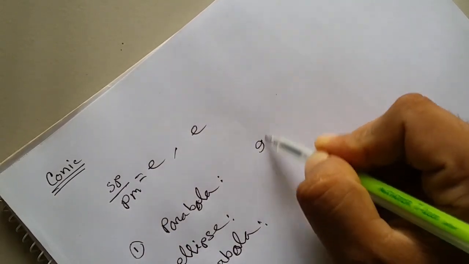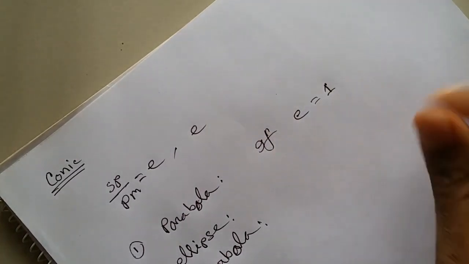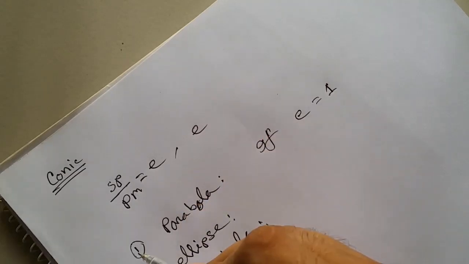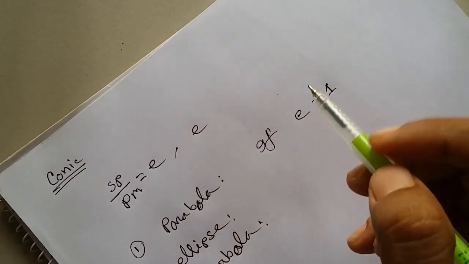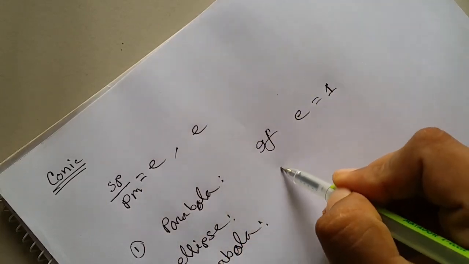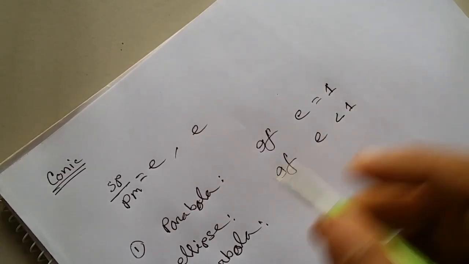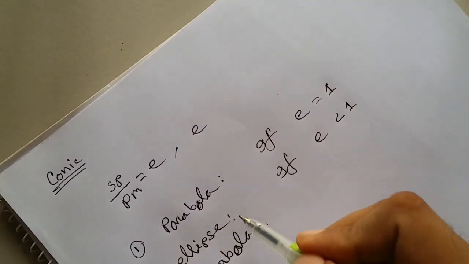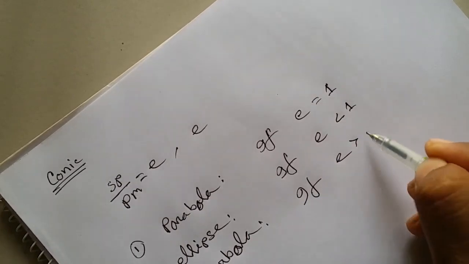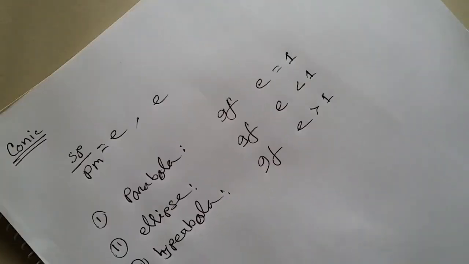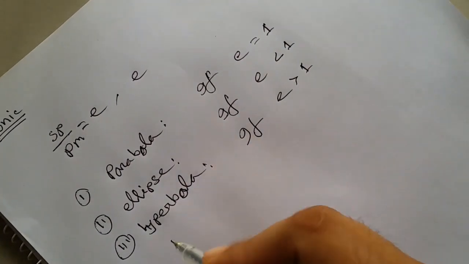If E is equal to 1, then the conic represents a parabola. That means if SP by PM equal to 1, then the conic represents a parabola. If E is less than 1, then the conic represents an ellipse. And if E is greater than 1, then the conic represents a hyperbola. Today I am going to discuss parabola.